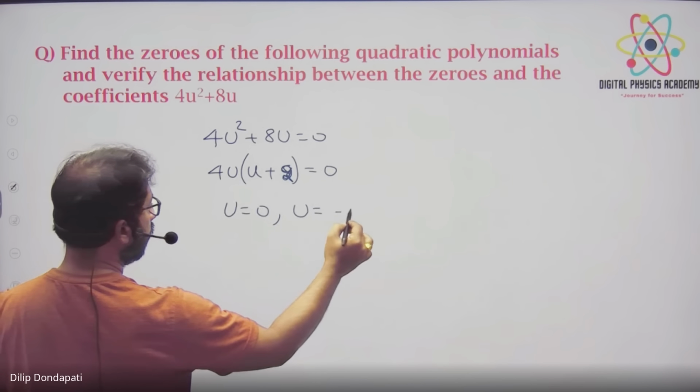Now find the relationship. Alpha plus beta equal to minus b by a, alpha beta equal to c by a. Initially we are doing the same model so that it will be easy for you.